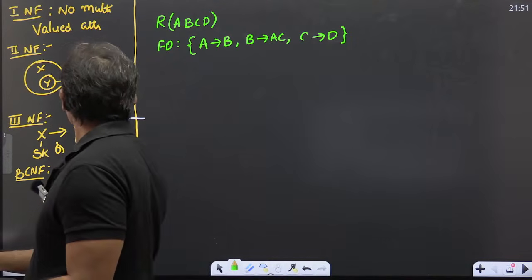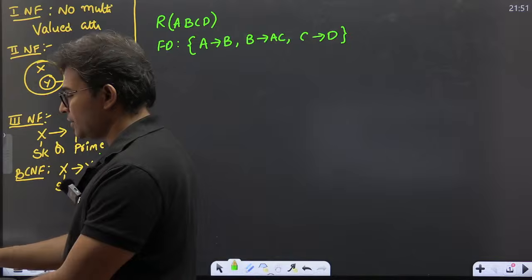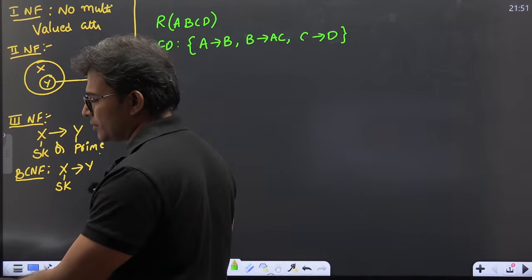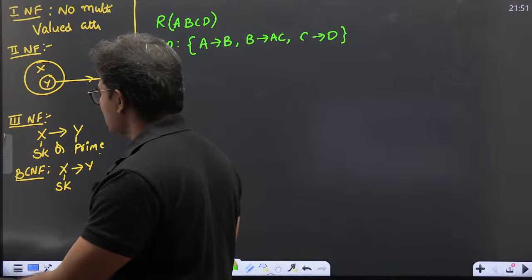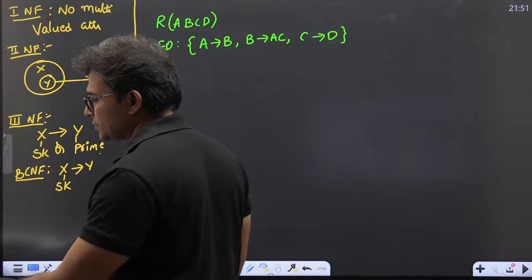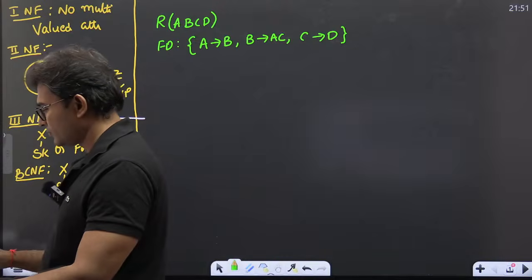Try this. Okay, let me give you the candidate keys also. So what are the candidate keys here? A determines B, B determines AC, C determines D.